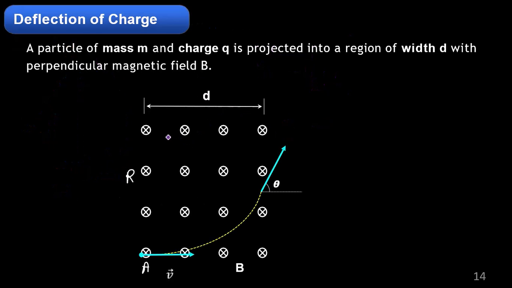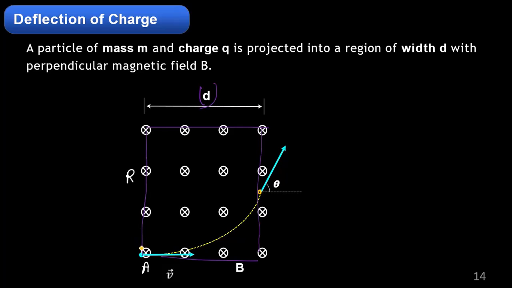Now, let us consider one situation where there is a region, let us say this is the region inside which the magnetic field is present, of width d. So d is the width of the magnetic field. Now we project the particle with a velocity v such that the particle performs circular motion, but the radius of the circle is more than the width d. Okay. So then it will come out from this point. Why? Because it cannot complete the whole circle.